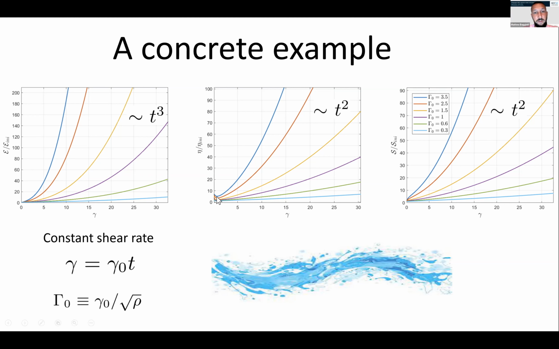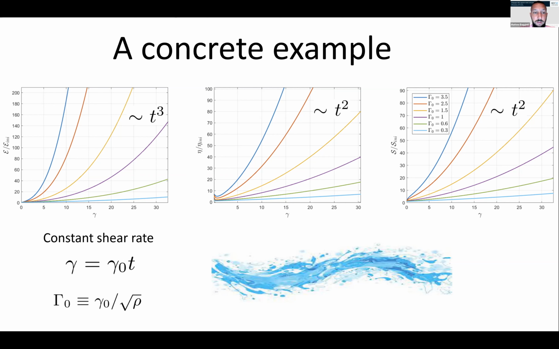Now, these specific plots are for the model with charge. So it's a charged relativistic fluid, and therefore we define a dimensionless shear rate, which is gamma naught divided by the square root of the charge density. Here you can see different plots of the time evolution. On the x-axis, you see the dimensionless time, which is gamma naught times t. On the vertical axis, you see 3 different quantities: the energy density normalized by the initial energy density, the viscosity normalized by the initial viscosity, and the entropy normalized by the initial entropy.